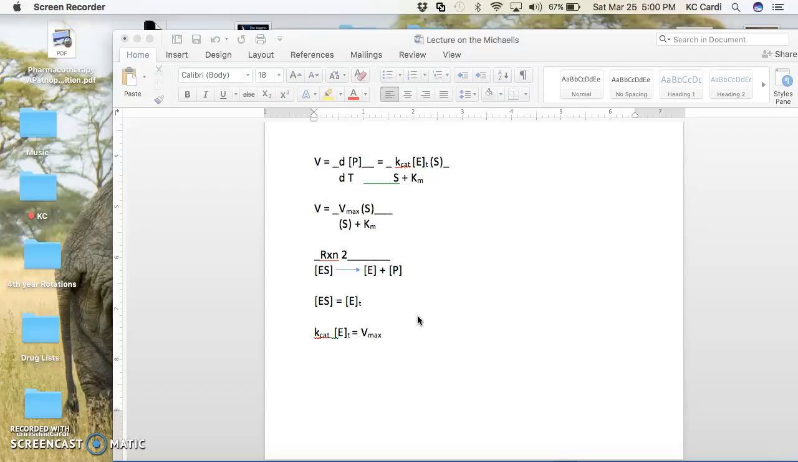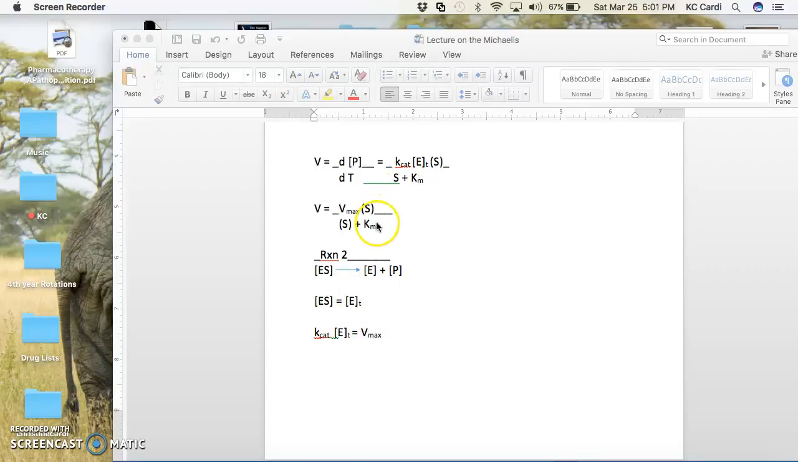But for this reaction, we can see that as ES increases, the rate of the reaction also increases. So therefore, we can say that when ES equals E total, which means all of the enzyme is bounded or saturated with substrate, then the reaction rate or the velocity is at its maximum. So that's how we can come up with this right here, that Kcat times E total is equal to the Vmax.